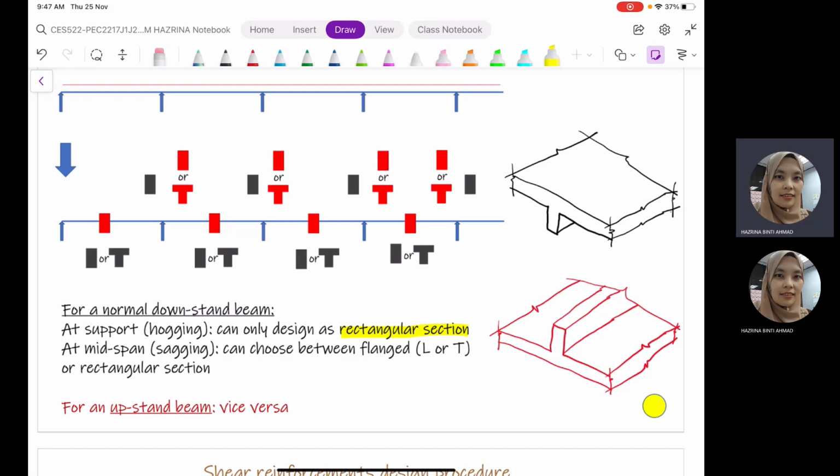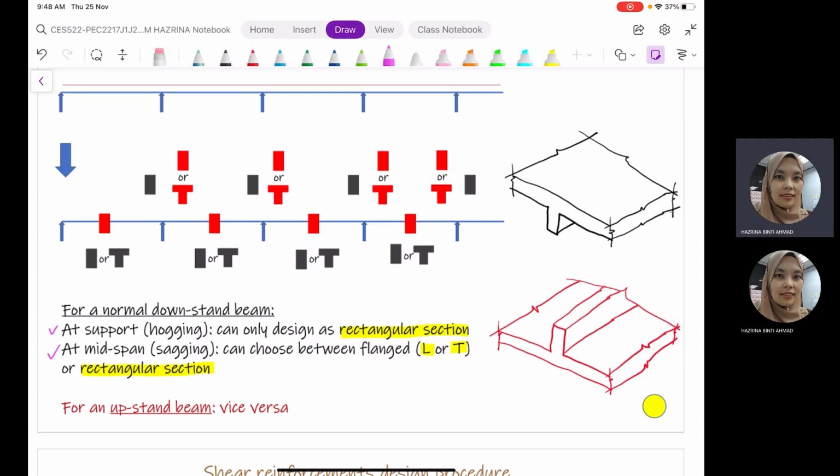Then at midspan, which is sagging, we know that at midspan the bending moment will be positive. So when the bending moment is positive, we can choose between flange L or T. This actually depends on the location of your beam, whether it is at the end of the building or in the middle of the building. If it is at the end of the building, we will be designing for an L shape, or if it is in the middle of the building, we will be designing that particular beam as a T section. If we have a beam that is standing alone, we are going to design that as a rectangular section. So it actually depends on the location of your beam, and also the arrangement of the continuous beam that you are designing.